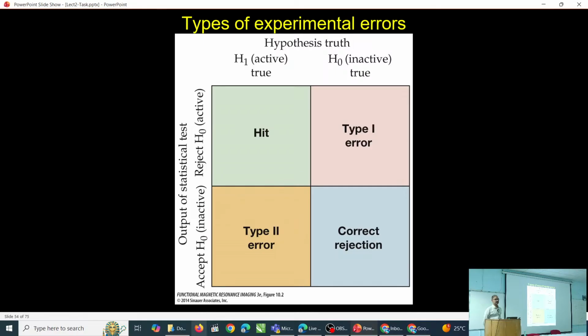Right. Very good. So that is type 1 error. What would be the type 2 error? Right. So which one do you think is more dangerous?